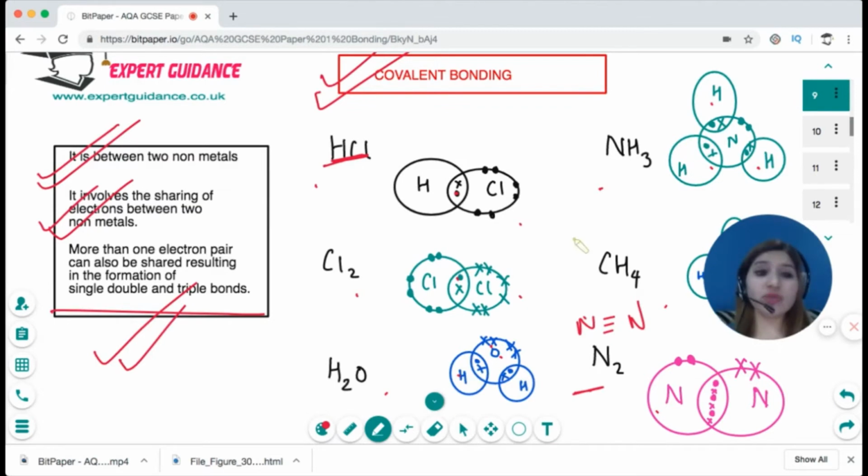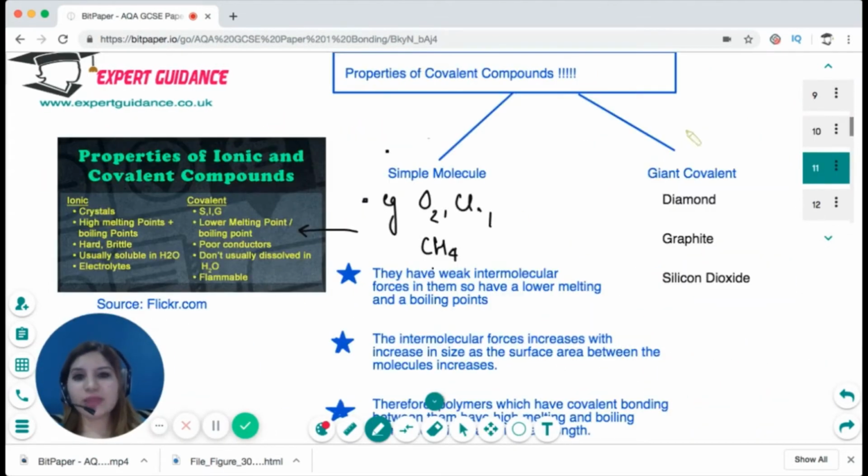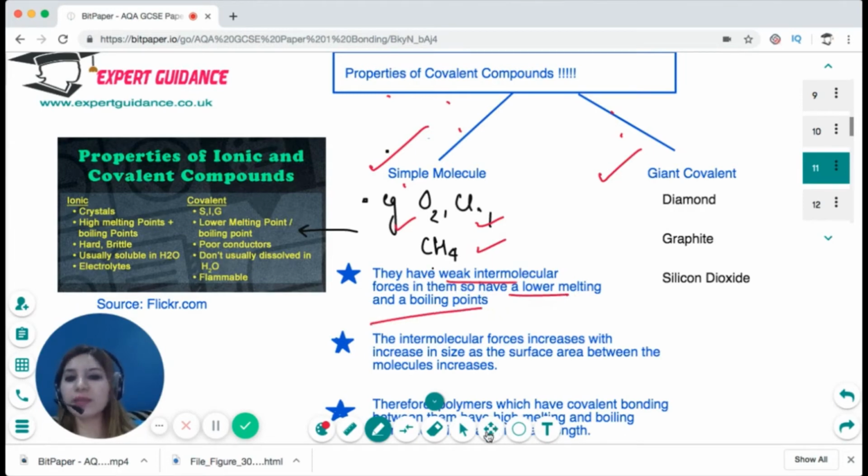Please make sure you understand them because they are often asked in the exam. Okay, now since we have done covalent compounds, we should know the properties of them. Covalent compounds are classified into simple molecular and giant covalent. Simple molecules are oxygen, chlorine, and methane. They have weak intermolecular forces between them, therefore they have low melting and boiling points.